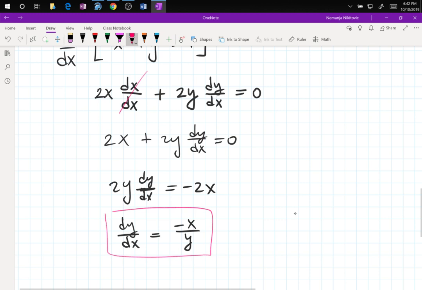Wait, why did it turn negative? When you move 2x to the right-hand side, it becomes a negative. You subtract from both sides, right? Okay. So it picks up a negative, and that negative stays. Just the 2's are canceled.